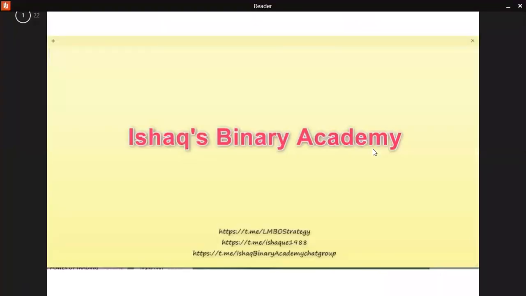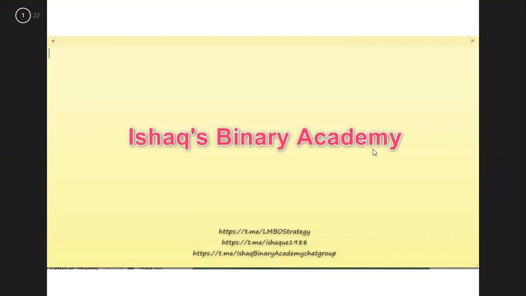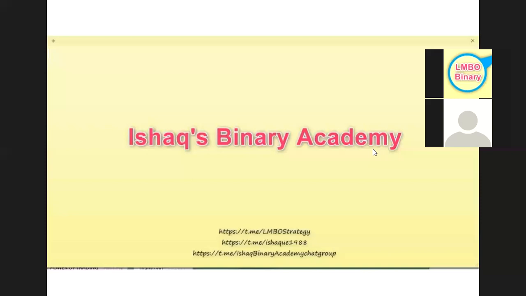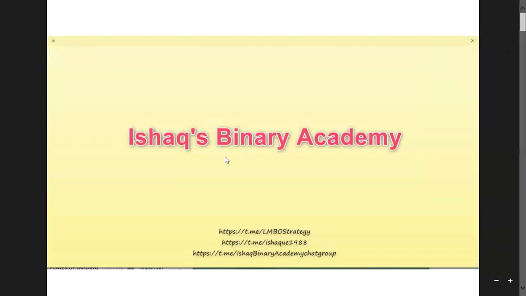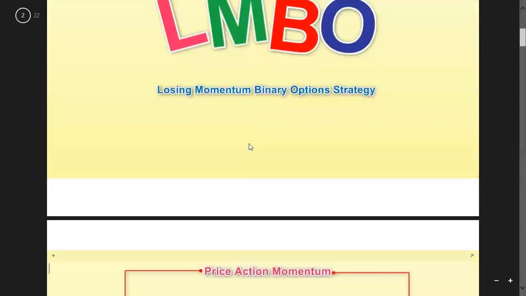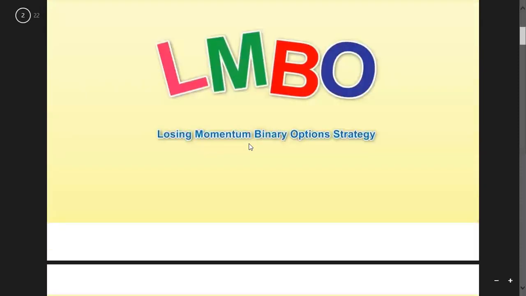So as we learn the price action, we learn about the VSA. There is something remaining in the price action, that is the momentum. How we can understand the momentum of the candlestick, that candlestick momentum is going to slow down or going strong in the trend. So it's very important. Here the LMBO, what LMBO is a strategy, just a name. Losing, okay, losing momentum binary option.